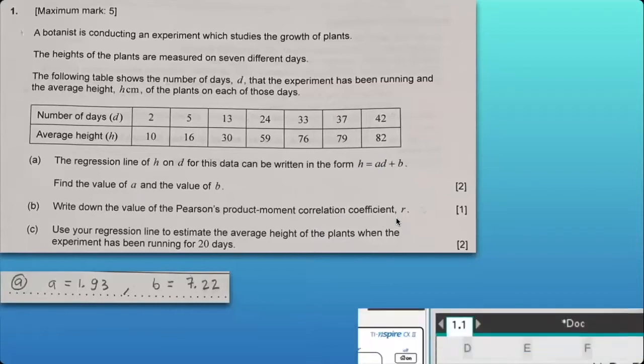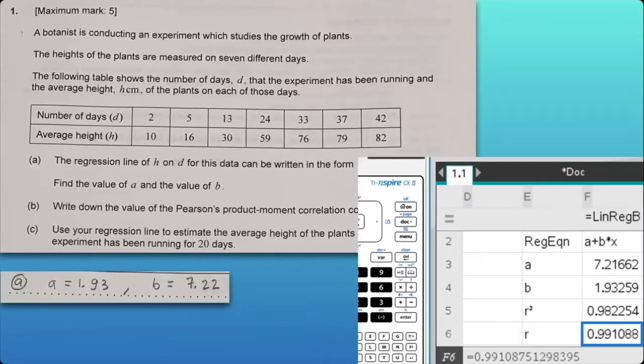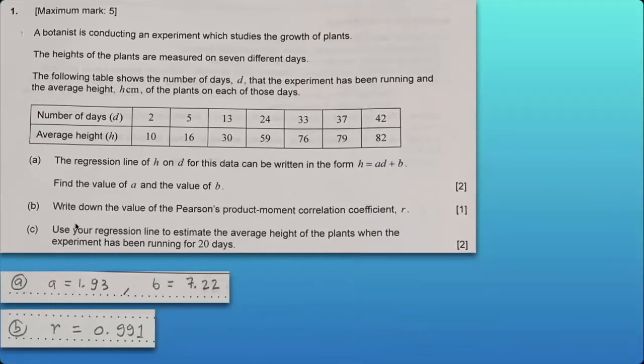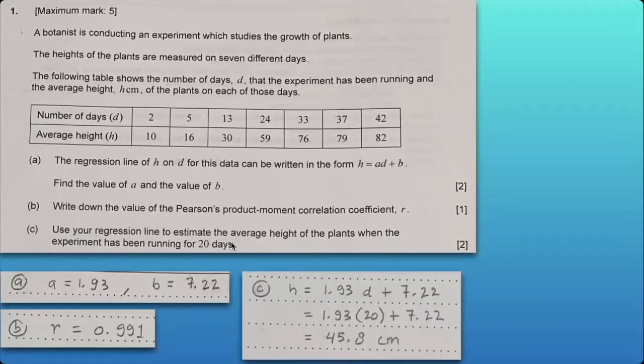Again, from the same screen, you scroll down and find the value of R, which is 0.991. All right. Next question. Question C. Use your regression line to estimate the average height of the plants when the experiment has been running for 20 days. Okay, so this is our equation now.